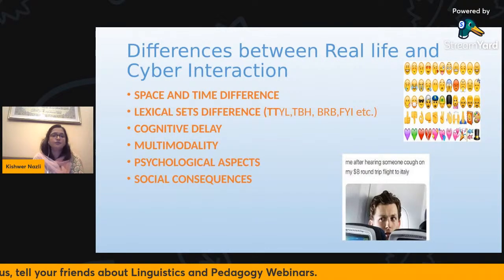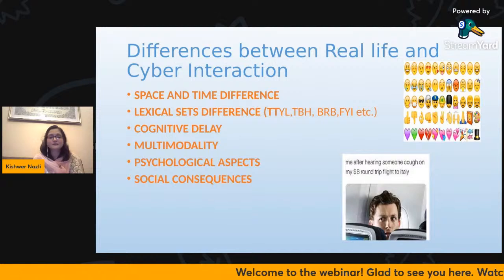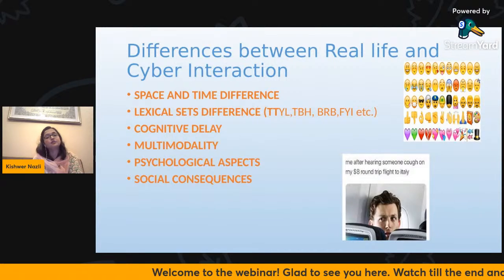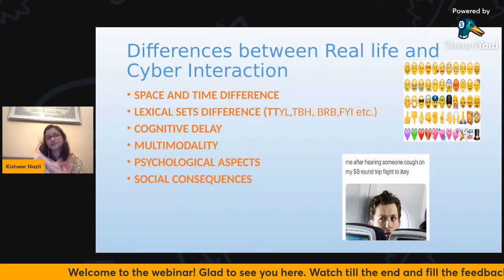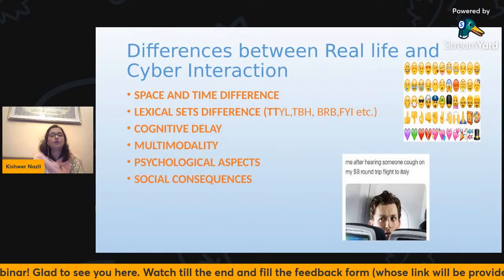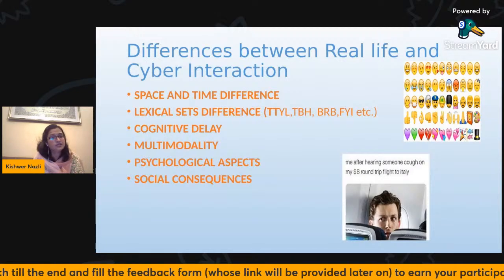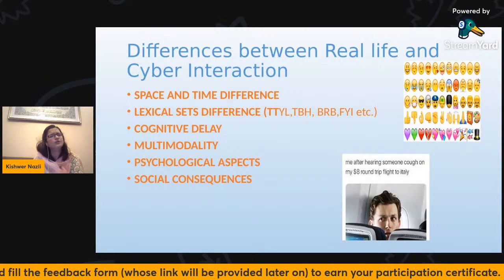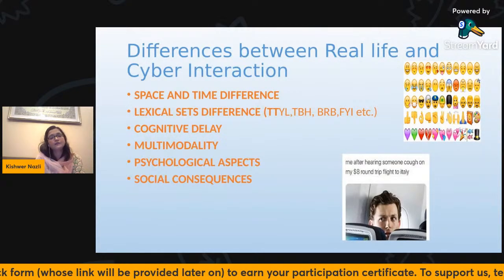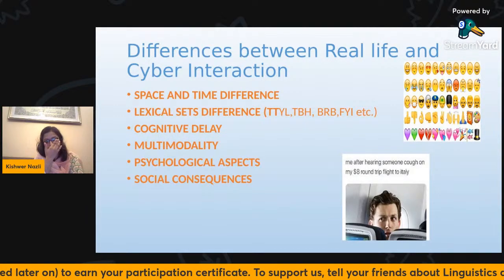The fourth difference is multimodality. Multimodality makes our communication diverse. For example, in face to face, you will just speak and incorporate your facial expression, gestures, shoulders, eye contact. But in multimodality, you have a lot of options: pictures, videos, emojis, emoticons, memes, and whatnot. So these are also shaping the communication of cyber or internet mediated communication.